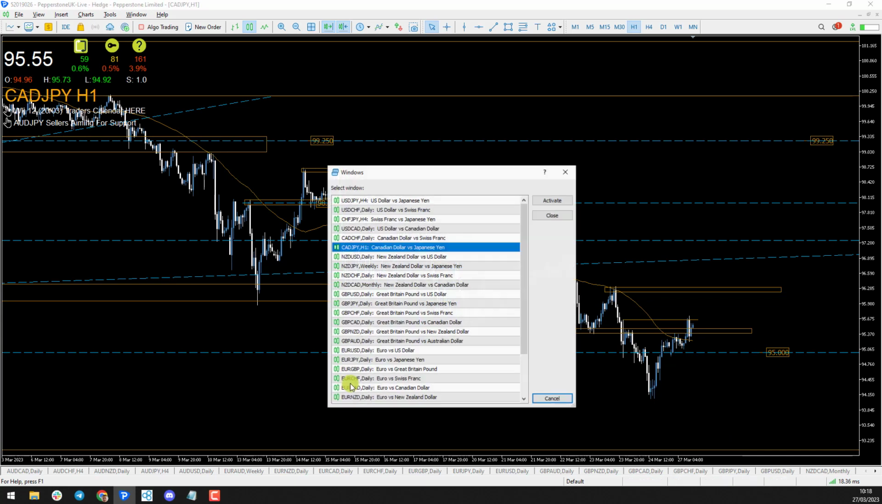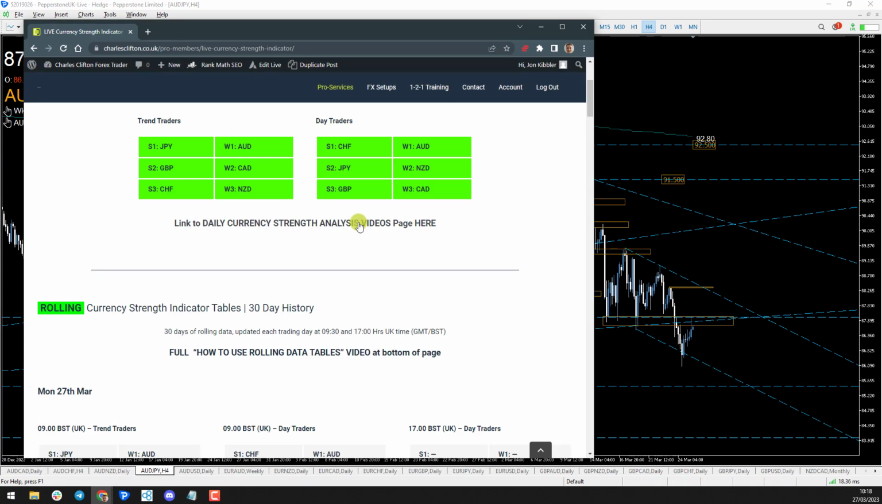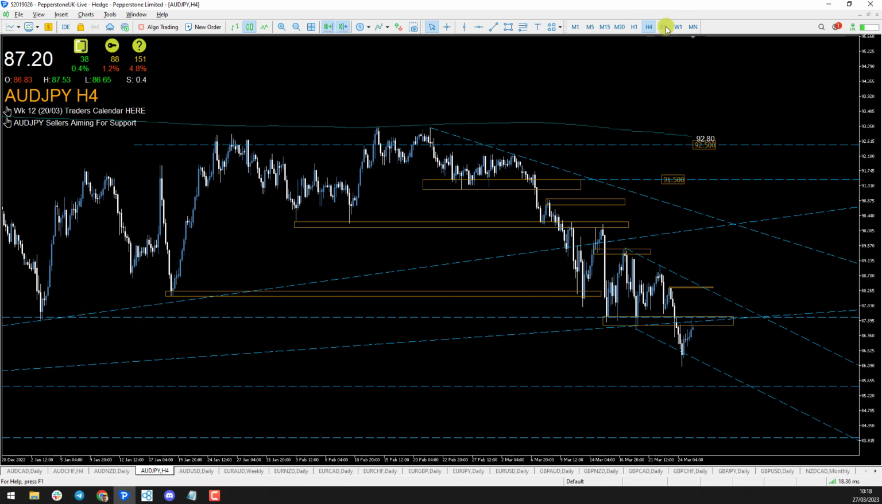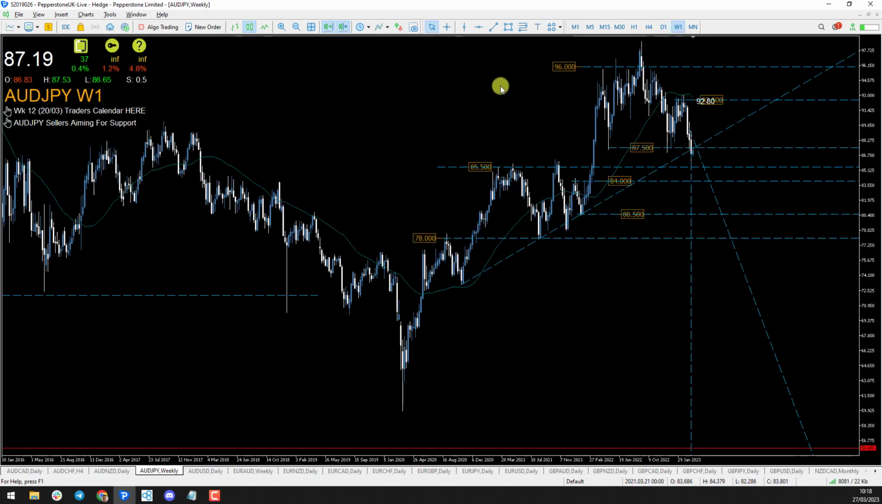The other market of interest was obviously Aussie yen. Aussie yen topping that trend traders chart. Still something I like the idea of going short on. If I just bring in the tables, you can see Aussie yen topping those tables, Aussie at the top of the weakness. So I'm still looking for Oz opportunities. Now, I actually think Aussie yen's a little bit cleaner than CAD yen. I just didn't manage to get a position in on Aussie yen just yet.